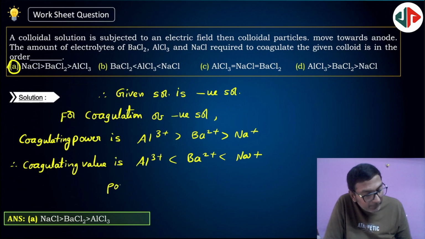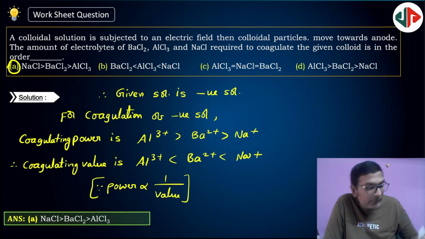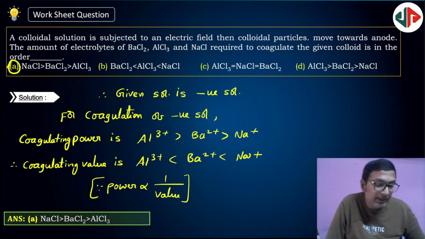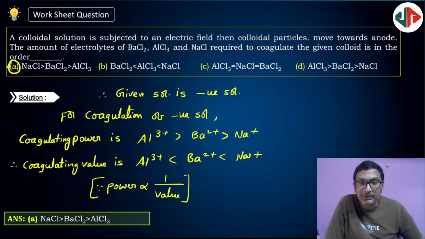So power is inversely proportional to value. Very, very important. This is for coagulation of negative sol. Why is it a negative sol? Because it is moving towards the anode. Next.